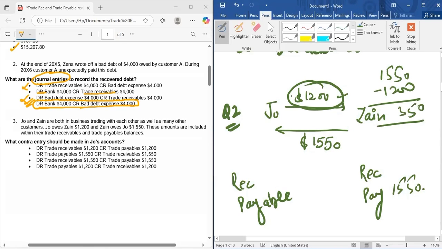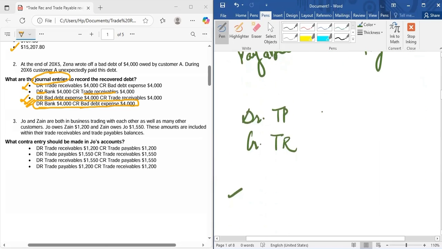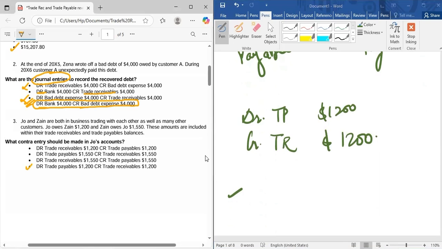So in my entries where I have debited the trade payables and credited trade receivables, I would show the amount of 1200 because I am removing this amount, so that only the net amount is left. All right, so it would be option D again. Debit trade payables and credit trade receivables.